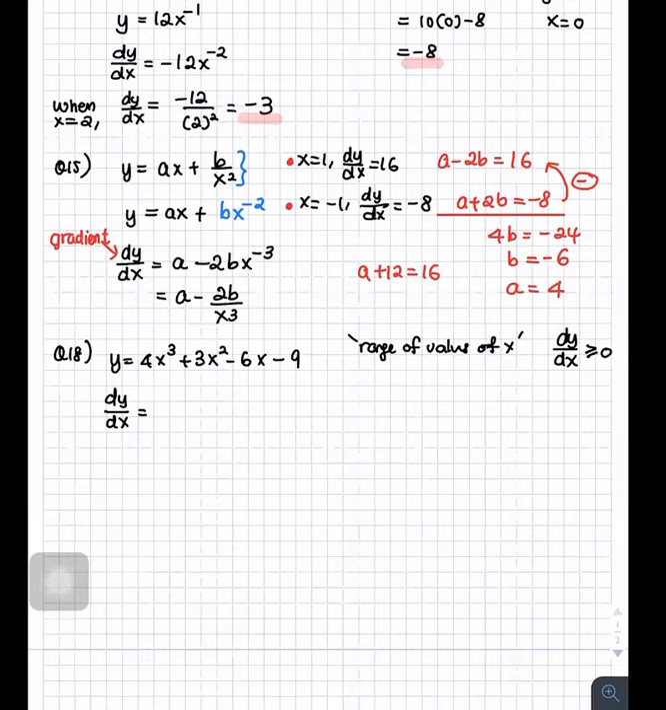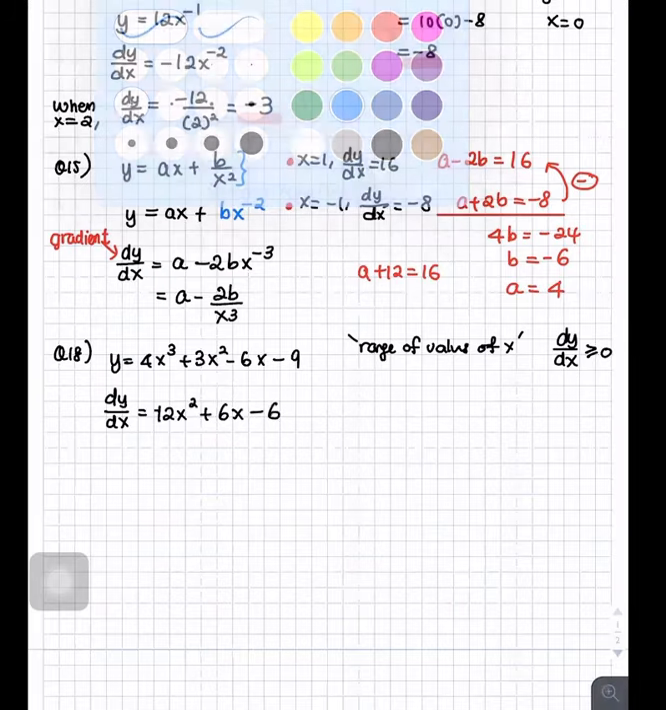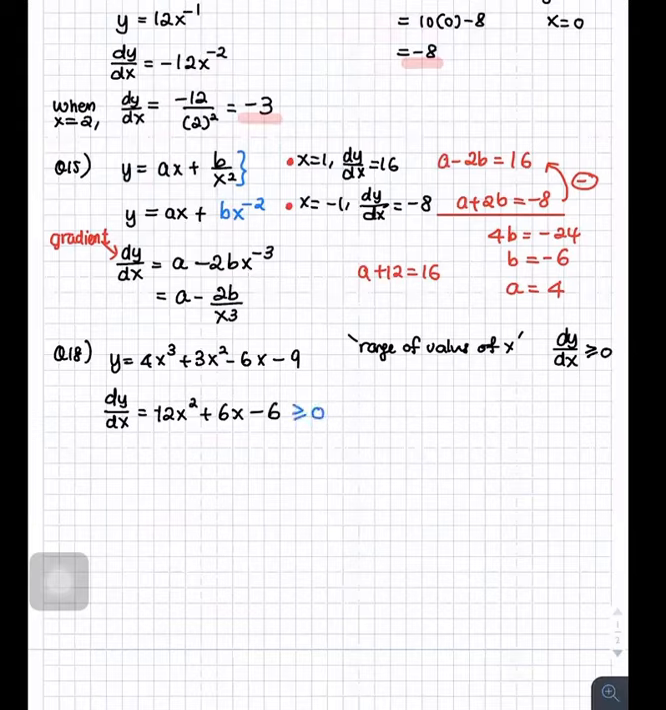12x squared, nice, plus 6x minus 6. Okay. So I am taking more or equal to 0 and I'm putting it here. Now, I want Russell to help me. Russell, what is the meaning of range of values of x? What is this, boy? So it's going to be an inequality.